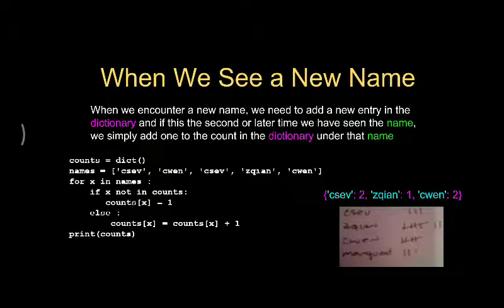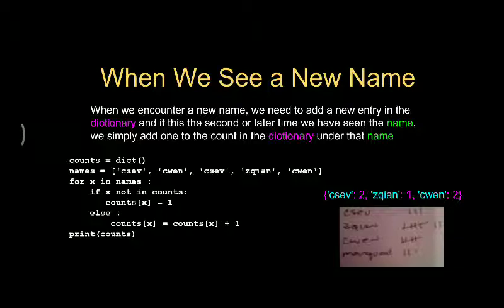When we encounter a new name, we need to add a new entry in the dictionary. And if this is the second or later time we have seen the name, we simply add 1 to the count in the dictionary under that name. There is an example here.